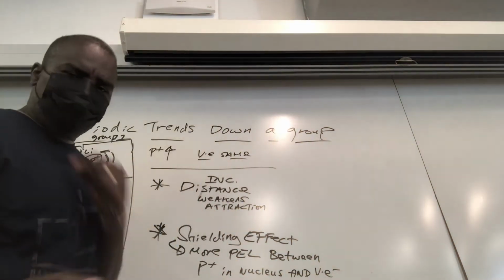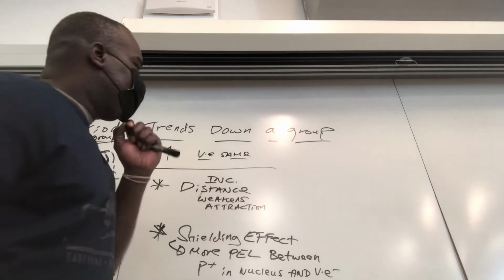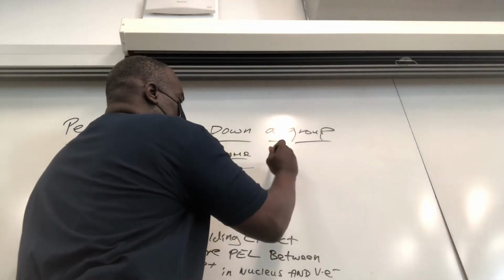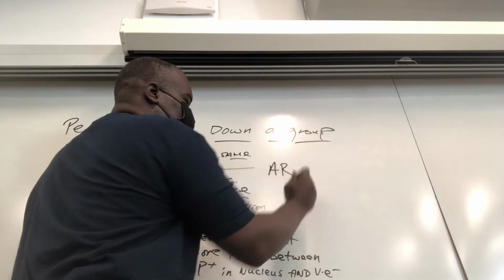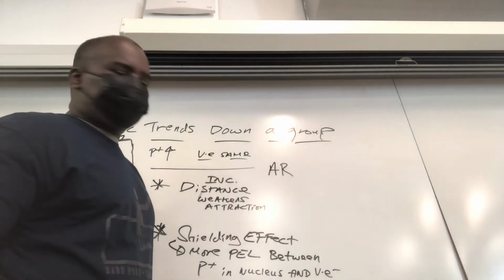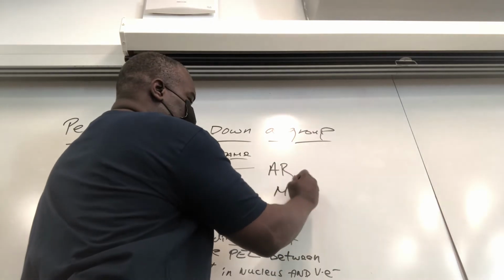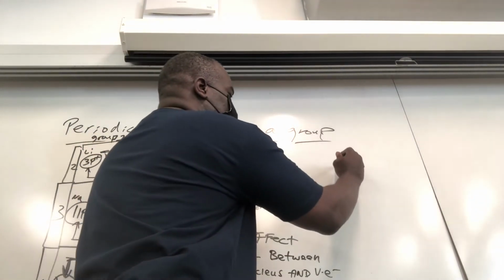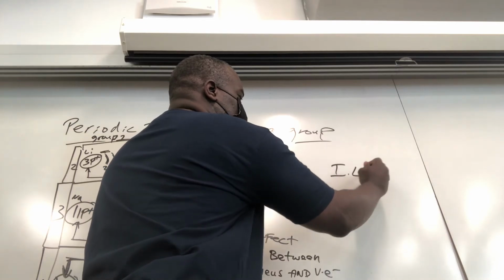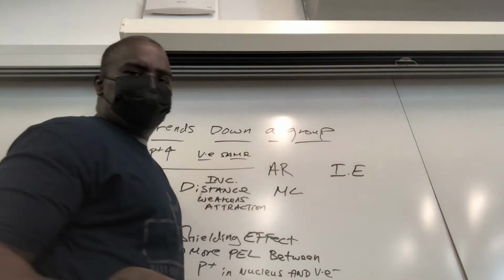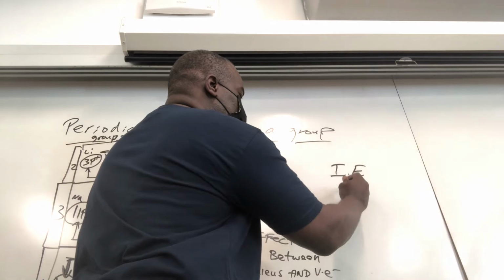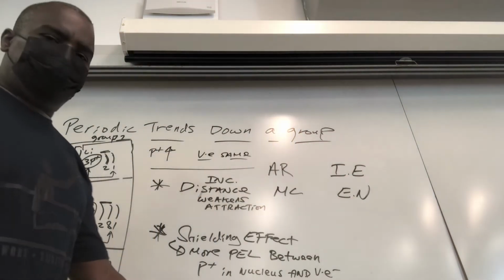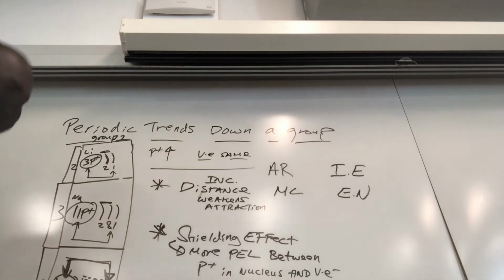Okay, so what I'm going to do, folks, is use shorthand, okay? All right, so you've got four trends, right? AR. AR stands for atomic radius, right? You've got MC. MC stands for metallic character, all right? You have IE, ionization energy, and we have EN, electronegativity, right?